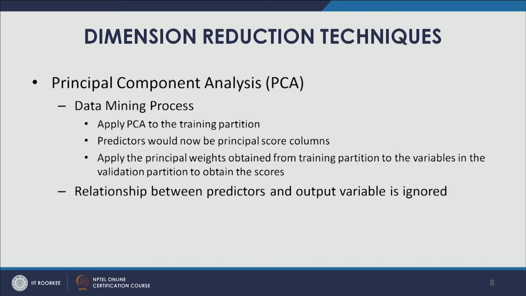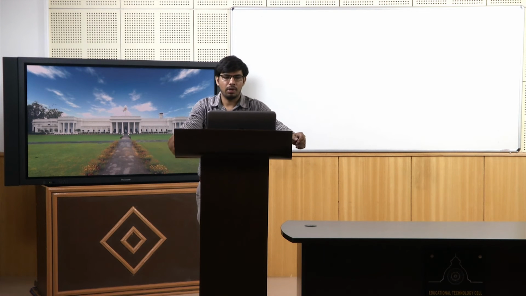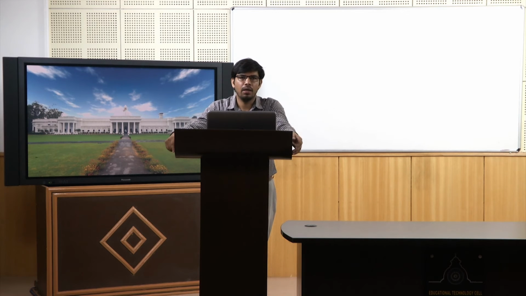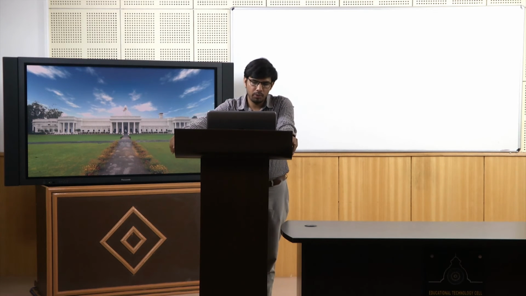Now if we look at principal component analysis, how could it be used in the data mining process? How can we actually apply principal component analysis in our data mining modeling and reduce the dimensions to a lesser number? So the first step is going to be applying PCA to the training partition. We'll have a training partition, validation partition and test partition. Now we'll have new predictors, which would be the different principal score columns.